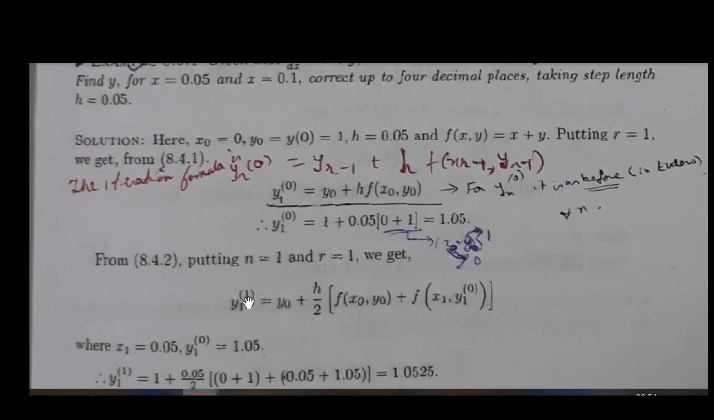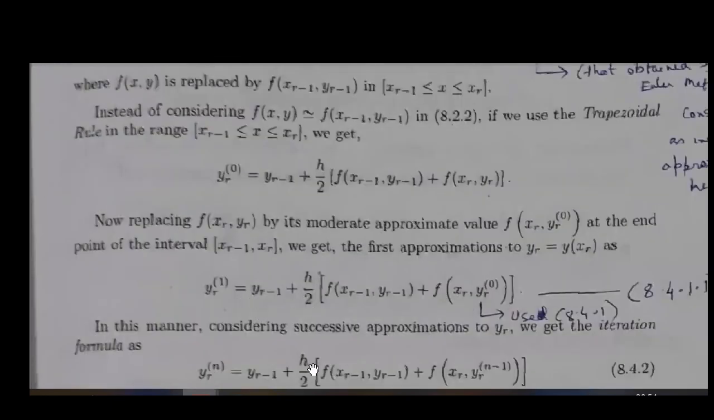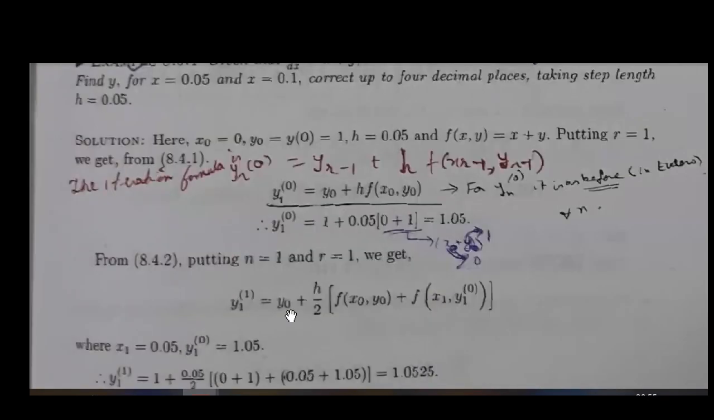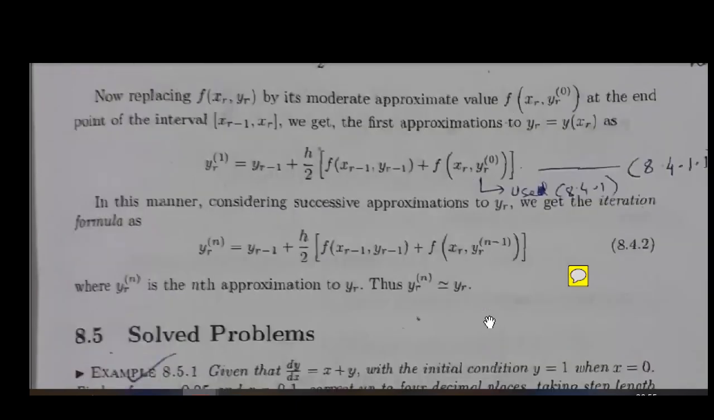So the second level, that is y1(1), the level of approximation. If I call this the initial level, it is better to call the next one the first level of approximation. So the first level of approximation uses this formula. What is this formula suggesting here? R is 1, so it is y0 plus h by 2 into f of x0, y0 plus f of x1, y1(0). Just recall this back.